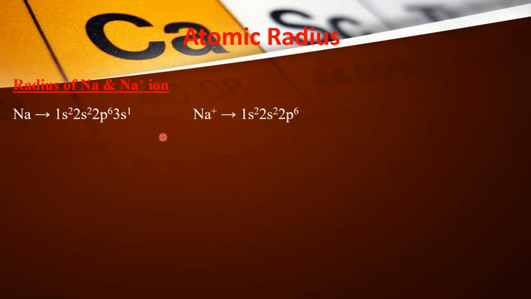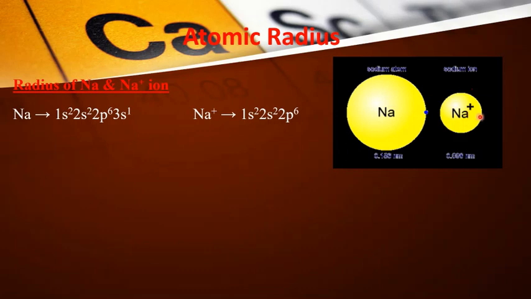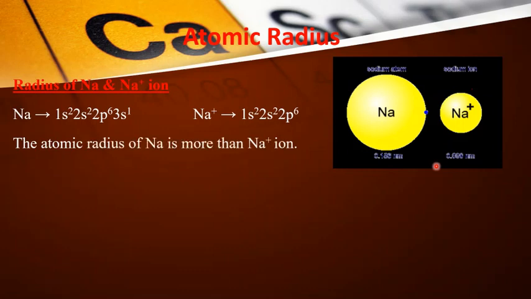Sodium has 11 protons, sodium ion also has 11 protons, but sodium has 11 electrons which are configured in 3 shells, while sodium ion has 10 electrons which are configured in 2 shells. So the radius of sodium ion is less than sodium. It is very easy.